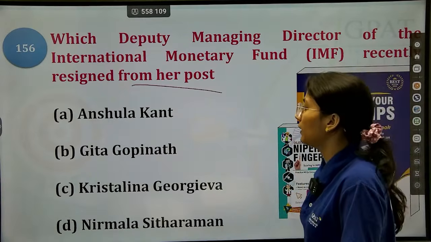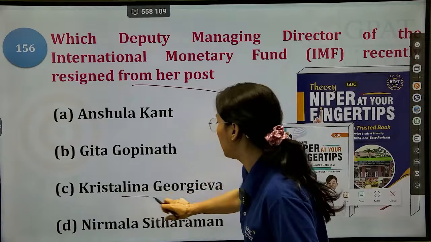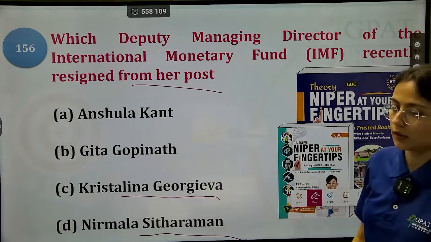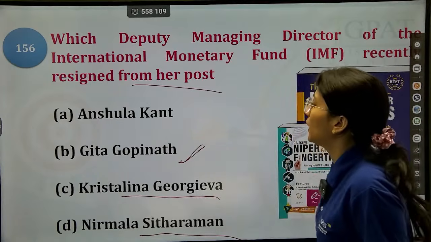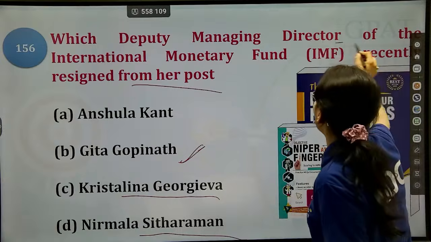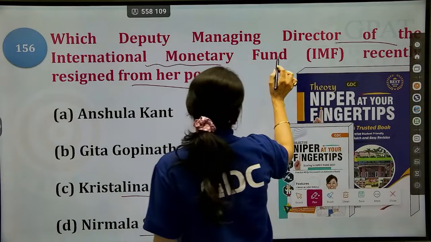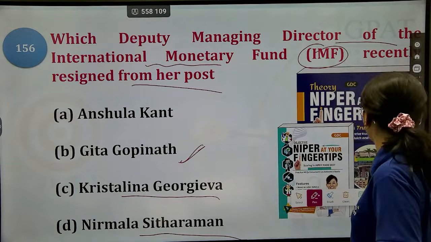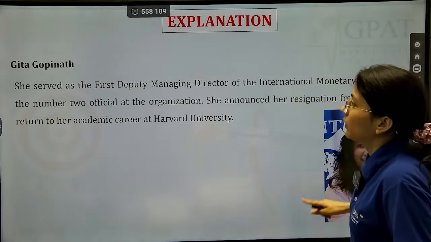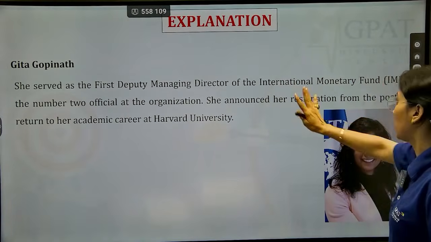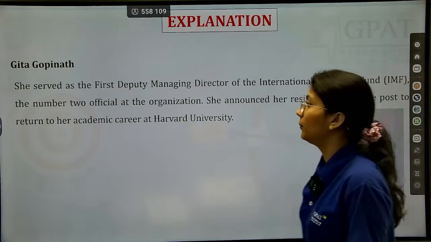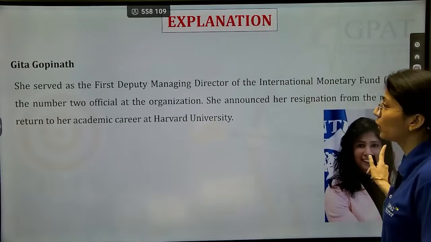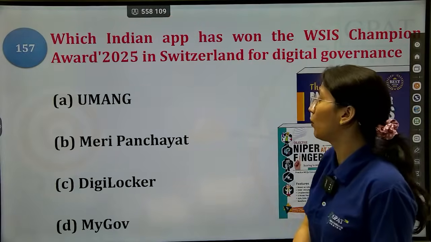Ansulakant, Geeta Gopinath, Kristalina Georgieva, Nirmala Sitharaman. So the correct answer is Geeta Gopinath. Geeta Gopinath, deputy managing director of the IMF, recently resigned from her post. She served as the first deputy managing director of the IMF, the number 2 official at the organization. She announced her resignation to return to her academic career at Harvard University.